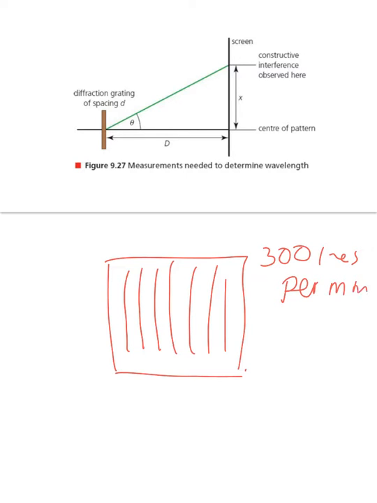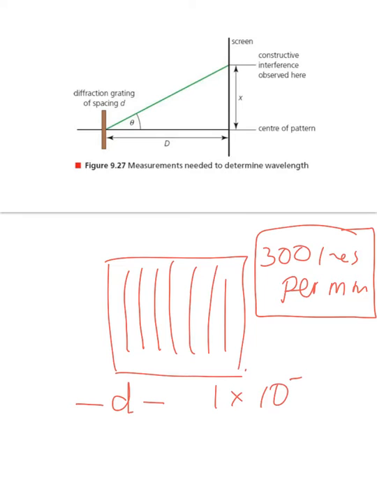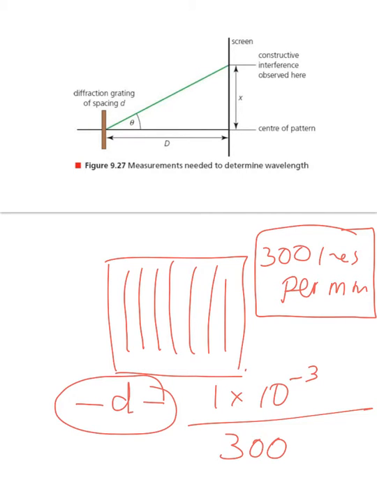Now, how does this change the way that you would work out your constructive and destructive interference? Well, in working out d, if you remember, d is the distance between gaps, you would use this information to calculate your gap thickness. So if you have 300 lines per millimeter, you would take 1 millimeter, 1 times 10 to the minus 3 meters, and divide that by 300 to find that gap width. Okay, so bear that in mind for questions. Apart from that, everything else is pretty similar.